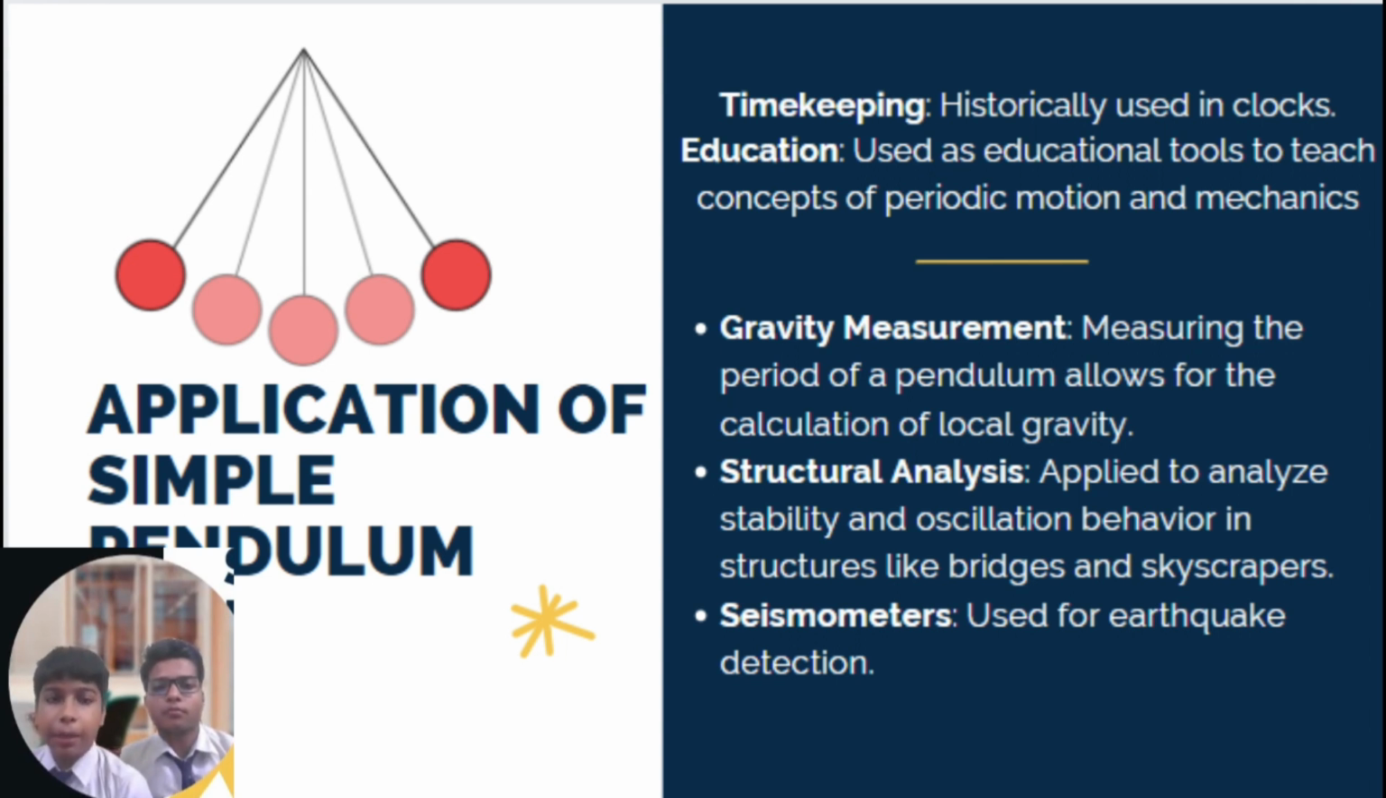First, timekeeping: historically used in clocks. Second, education: used as an educational tool to teach concepts of periodic motion and mechanics. Third, gravity measurement: measuring the period of a pendulum allows for the calculation of local gravity. Fourth, structural analysis: applied to analyze stability and oscillation behavior in structures like bridges and skyscrapers. Fifth, seismometers: used for earthquake detection.